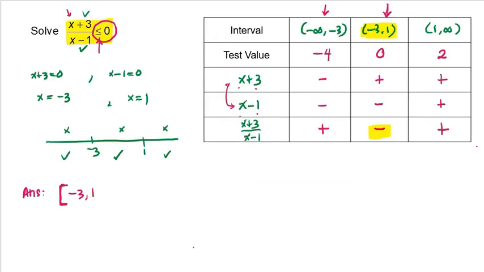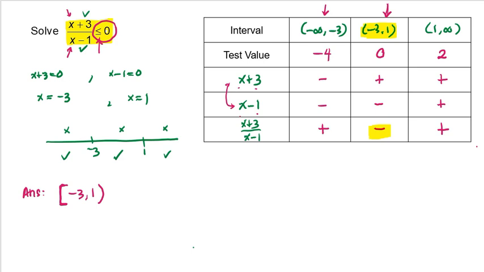But can 1 be included to get it equal to 0? What if you substitute 1 here? You'll get x plus 3 divided by 0. Anything divided by 0 is undefined, therefore we cannot have 1 in the interval, therefore 1 is not included. That's why we have something like this. So this is the interval form.